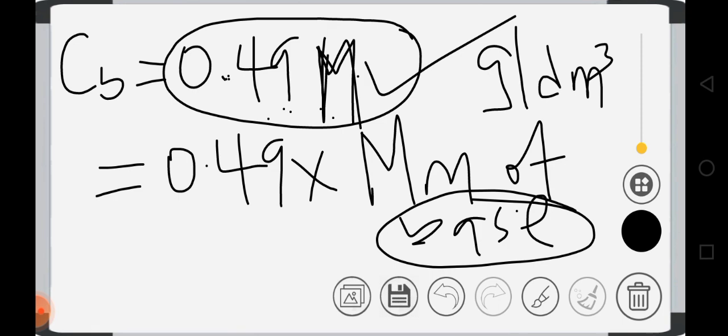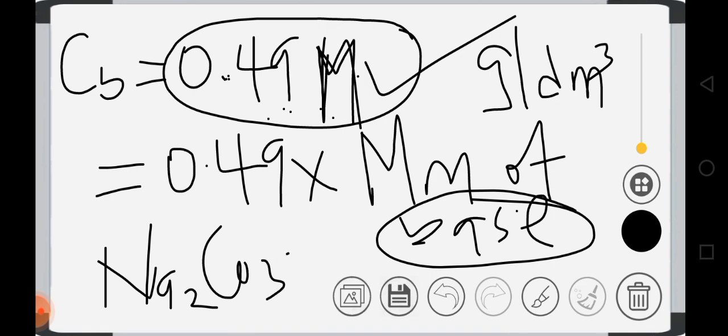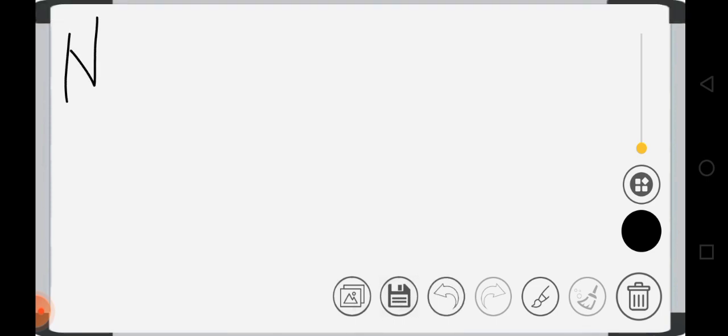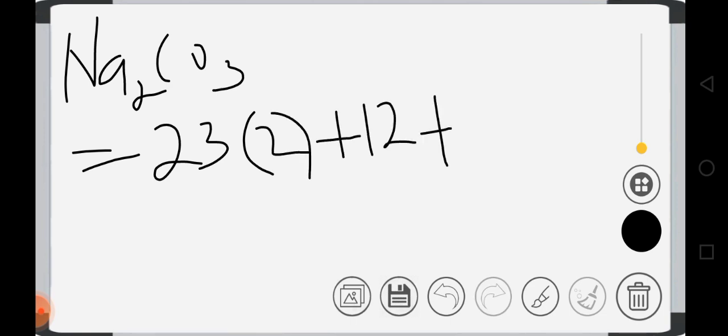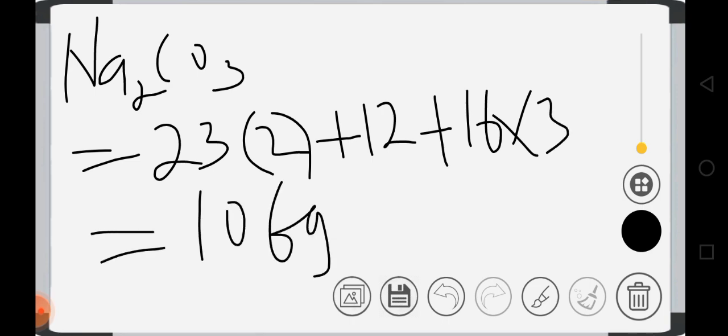Remember the molar mass of Na2CO3. The molar mass of Na2CO3 is 23 times 2, plus 12, plus 16 times 3. That gives us 106 grams per mole.